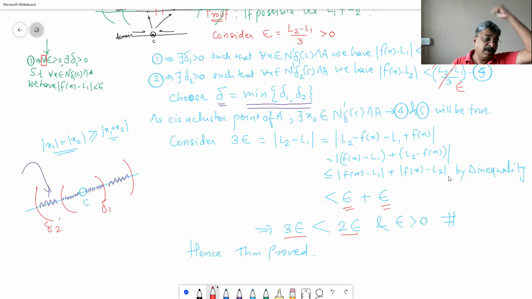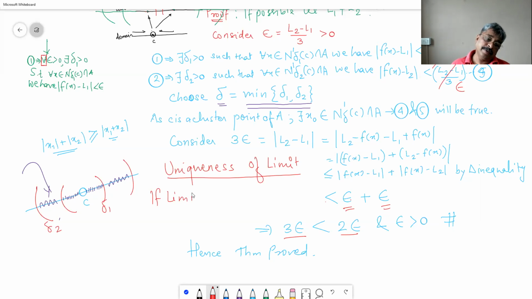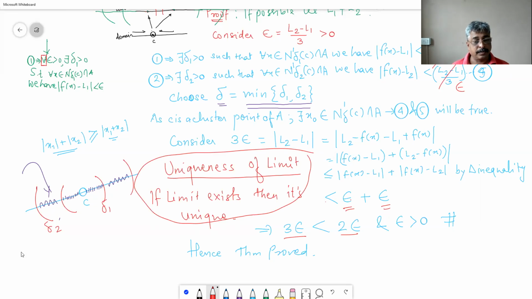And therefore, this is the uniqueness of limit. If limit exists, it is unique. That is what this theorem is all about. Okay, good.